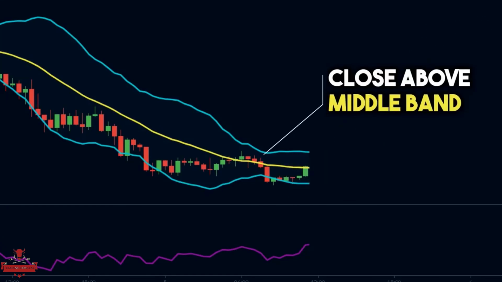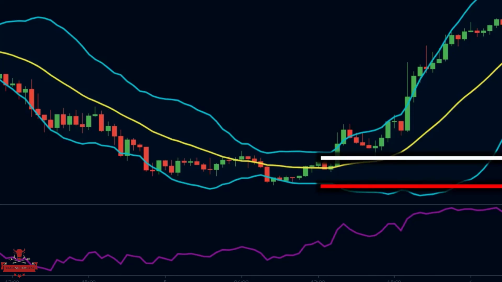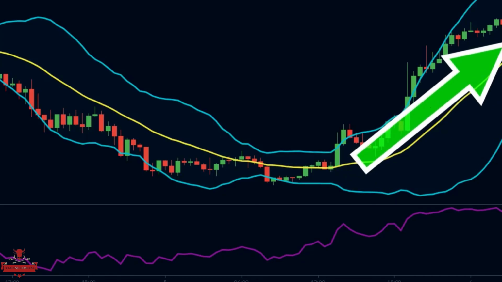We want the price to close above the middle Bollinger band. Here is our entry, as the price makes a strong close above the middle band. We enter at the close of this candle. We keep our stop loss below the lower band. And we will place our targets at 2:1 risk-reward ratio. The pair gave an 800 pip move after our entry.